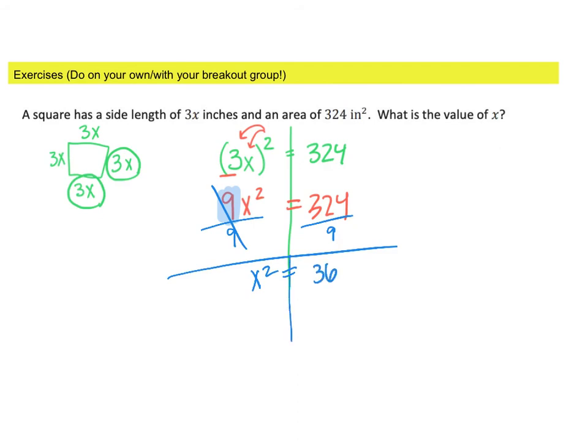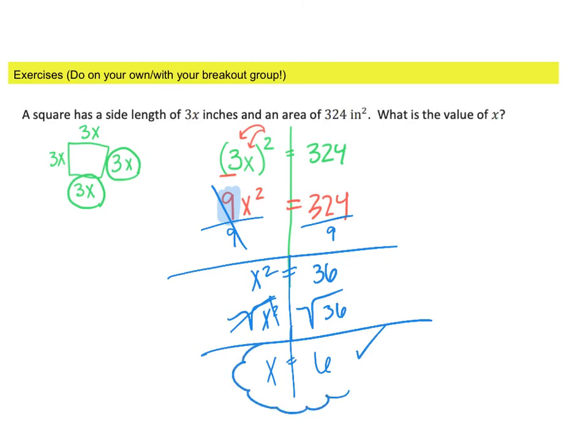From there, I need to take the square root of both sides so that I can get rid of that squared, that exponent of 2. I'm left with x equals, what's the square root of 36? 6. And that's my answer.